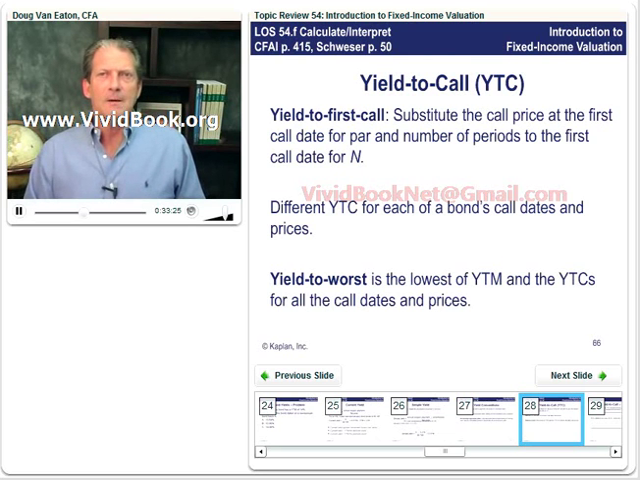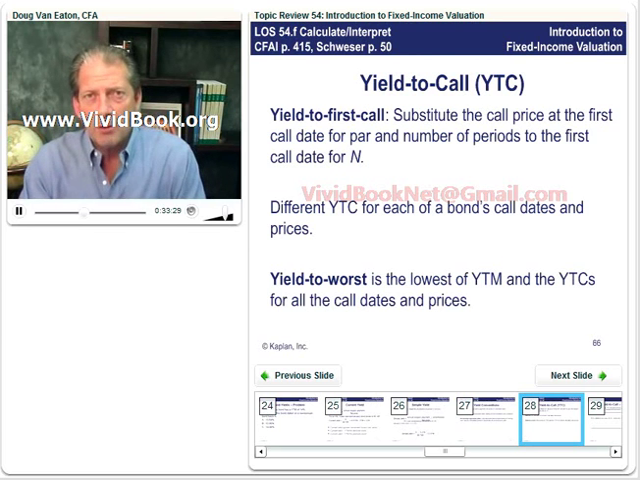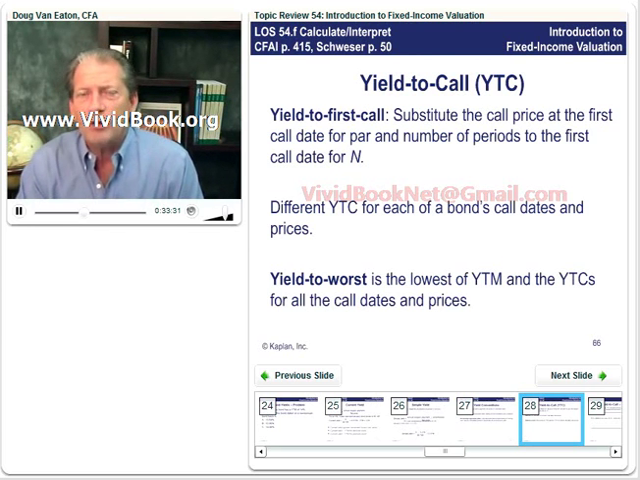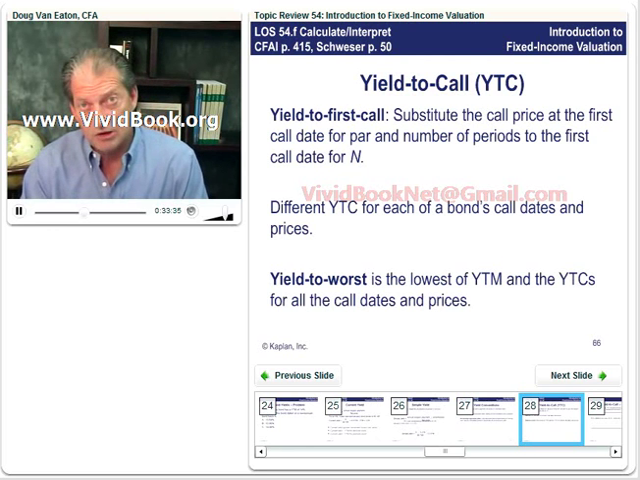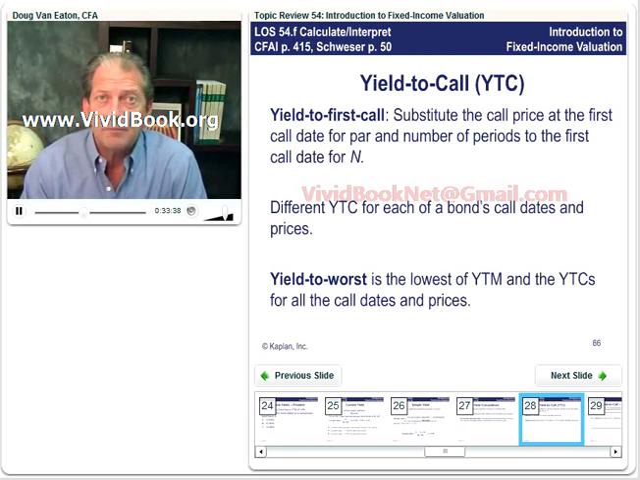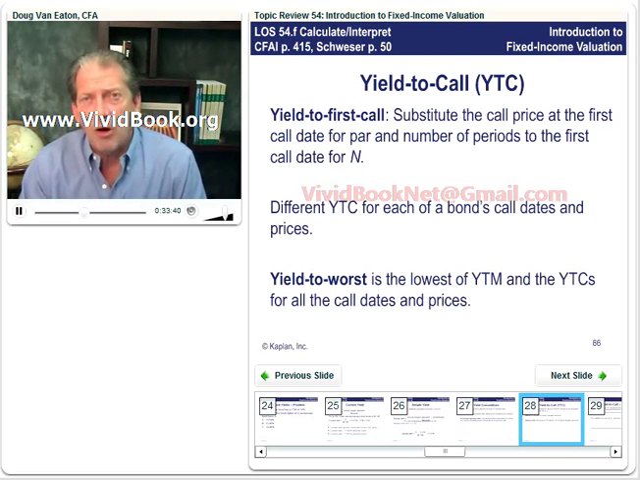It's the lowest yield you could get. So we buy the bond, yield to maturity. We know the yield to maturity we're going to make if we hold it to maturity. That's the yield to maturity we purchased it at. So then we look at the call prices and dates.